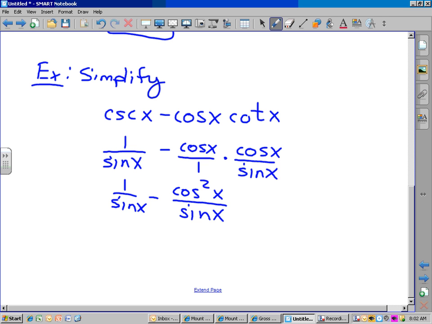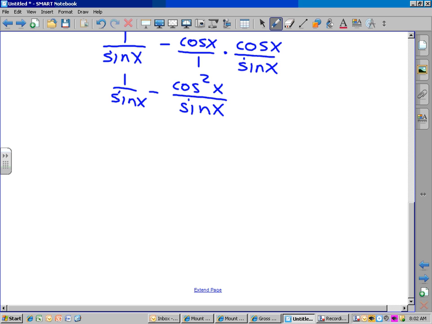I have two fractions. Do they have the same denominator? Can I combine them then? That's no different than, say, 1/2 minus 5/2. Right? I can combine them. So I write the tops, 1 minus cosine squared of x over sine of x, common denominator. I see a squared. Anytime you see a 1 plus a squared, 1 minus a squared, or a squared plus a squared, or something like that, you need to start looking at your identities. Okay?